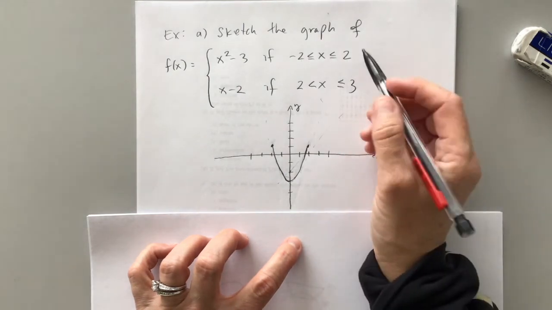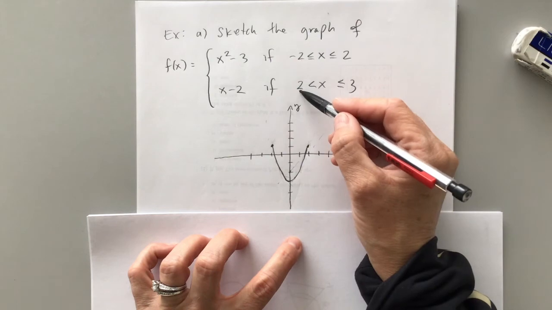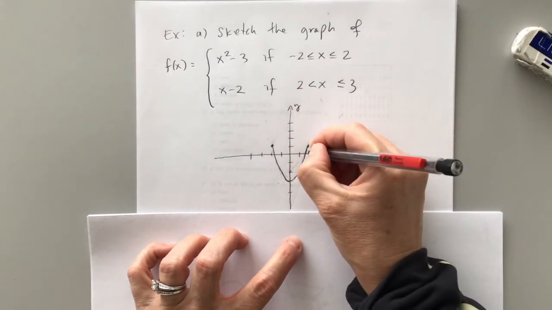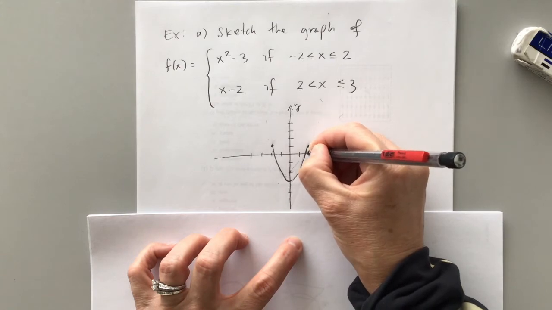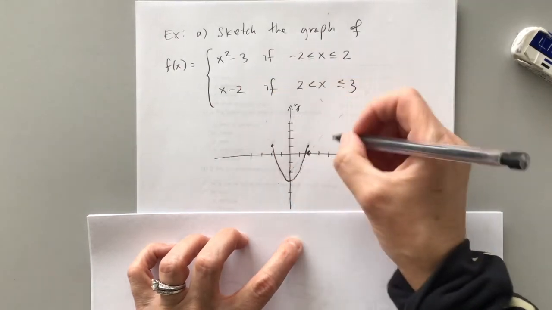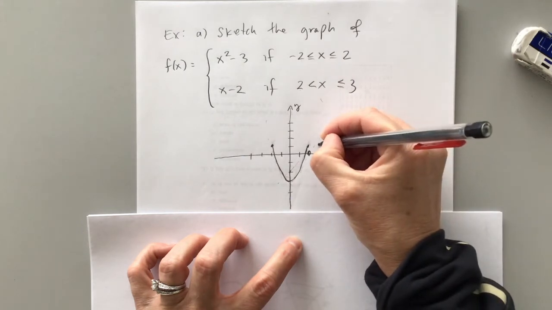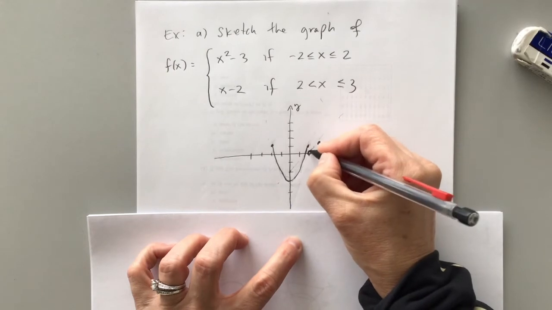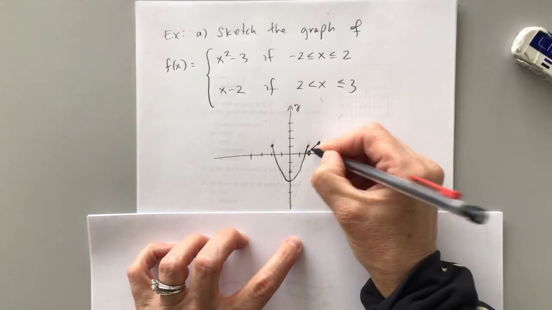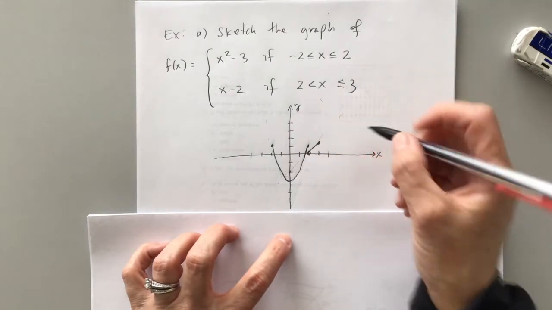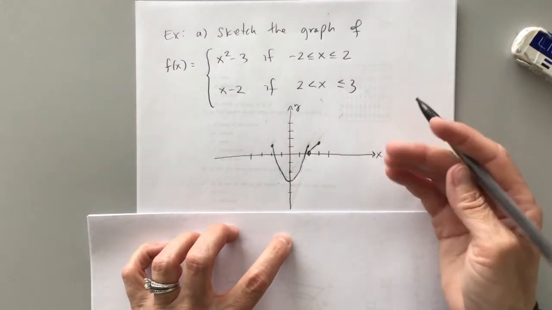plot that. Okay, so when x is equal to 2, then I get 2 minus 2, which is 0, so I would actually have an open circle here. Then when x is 3, I get 3 minus 2, which is 1. I'll have a closed circle there, and now I just connect those dots. Okay, so this right here is the graph of our function.